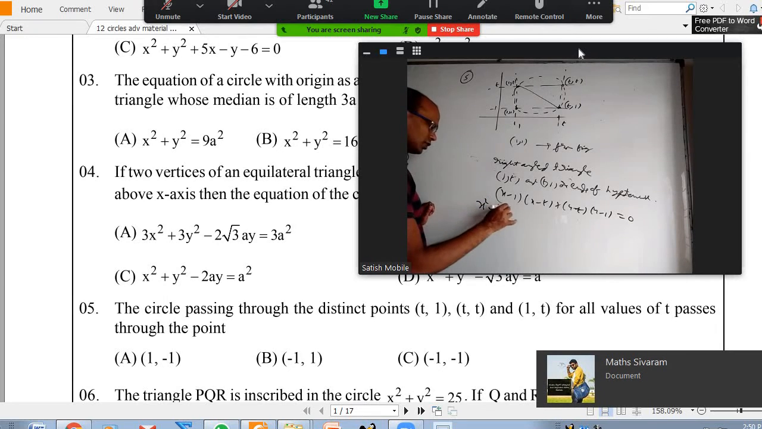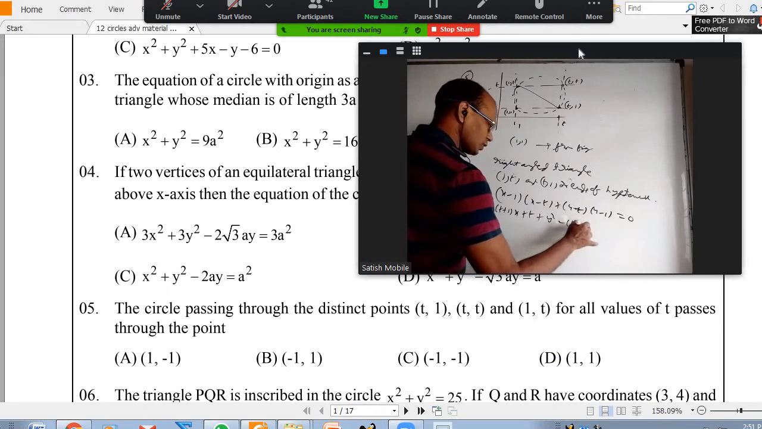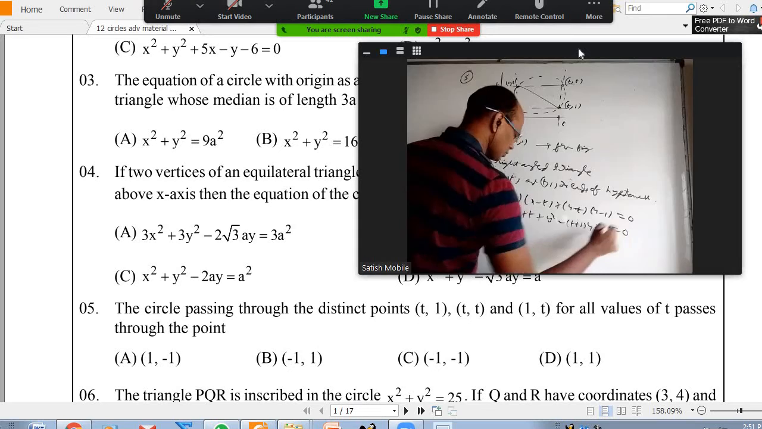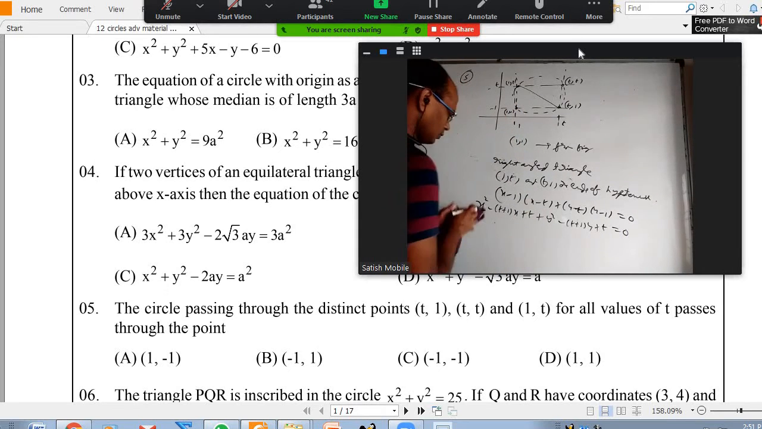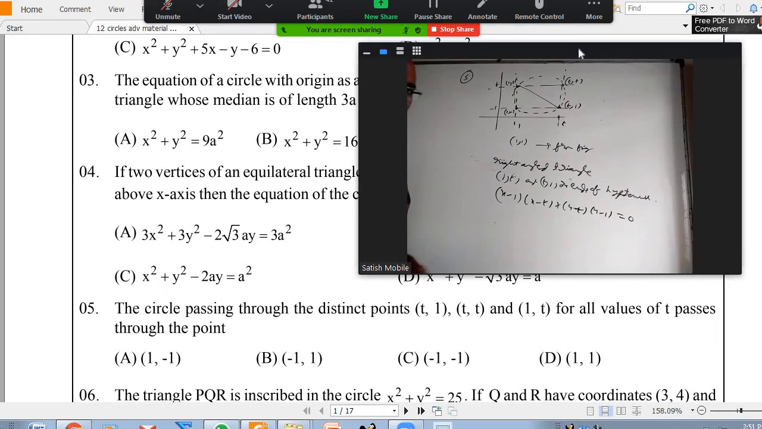This is x² − (t + 1)x + t, and y² − (t + 1)y + t. Just split it. We know from here that (1, 1) should pass through, but if options are not there, we want to make it out. That's why I want to do this.